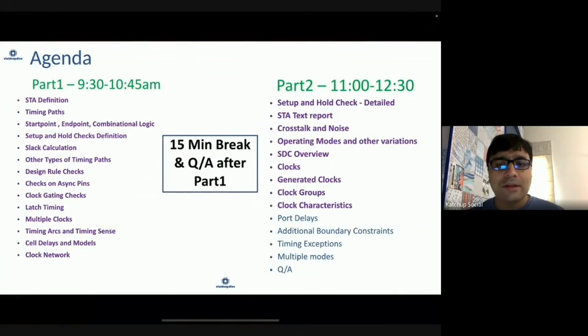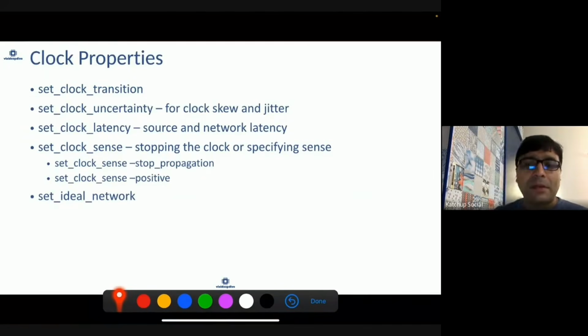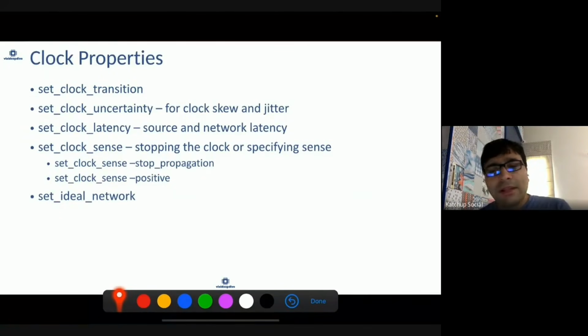Now let us go to the next set of commands, which are used to define clock characteristics or clock properties. What are the multiple clock properties? You can specify the transition time of the clock, which is basically how much time the clock takes to go from 0 to 1 or 1 to 0. That is known as clock transition time.